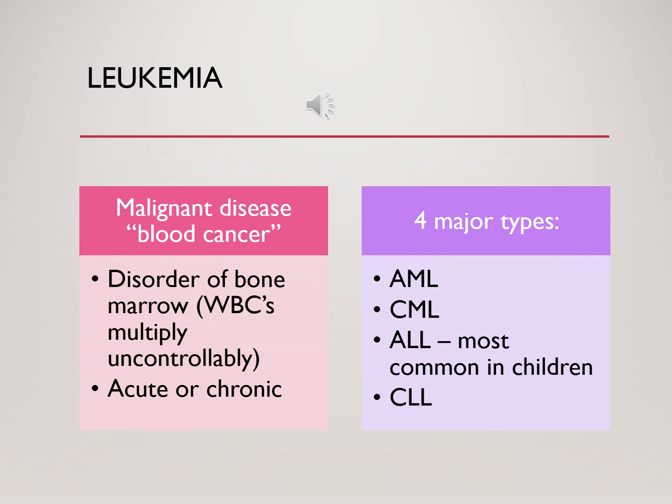Now we're going to begin talking about leukemia. 4 major leukemias are the AML, which is acute myelogenous leukemia. We've got chronic leukemia, which is CML, acute lymphoblastic leukemia, ALL, and then the chronic lymphocytic leukemia, CLL.